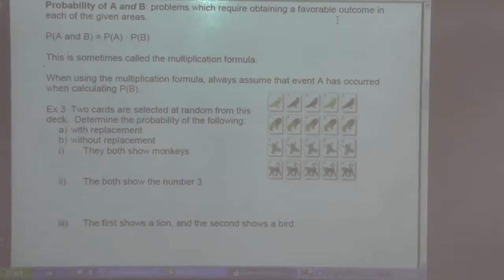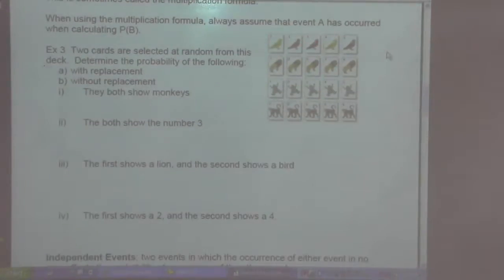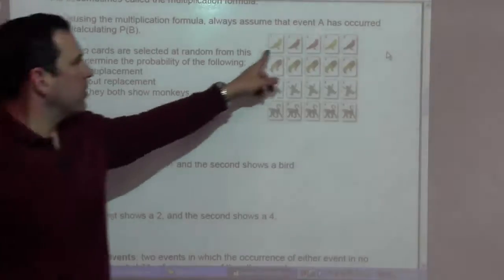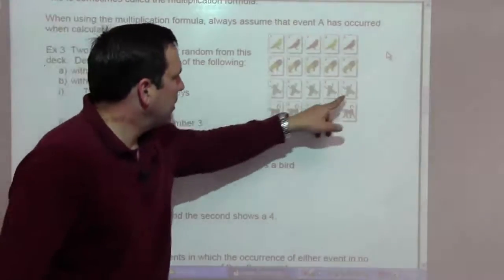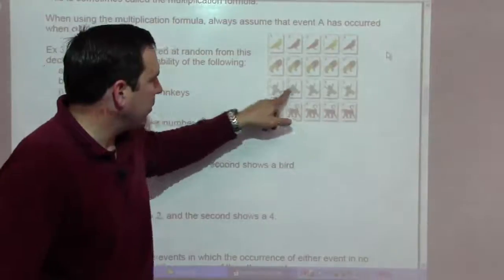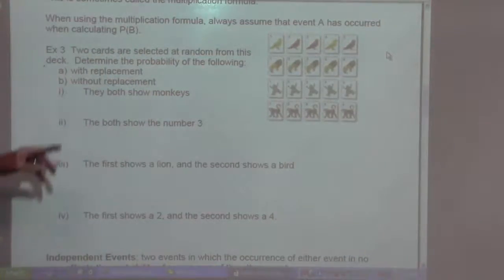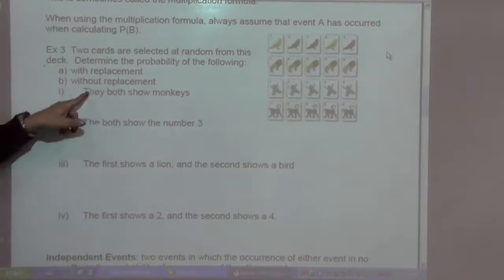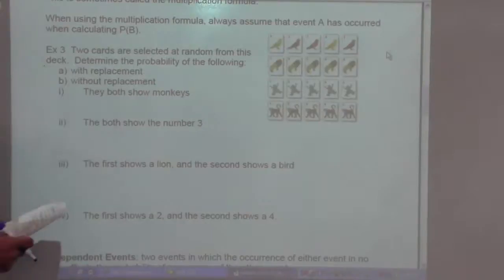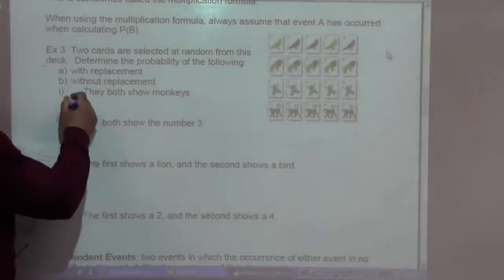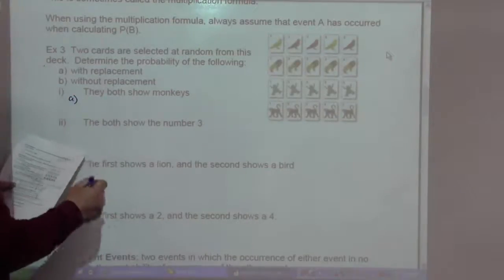So example 3: 2 cards are selected at random from this deck. We've got different colored birds with different numbers, lions that all look the same, frogs that look the same, and monkeys that look the same. Determine the probability of the following with replacement and without replacement. First, that they both show monkeys. So with replacement is A.